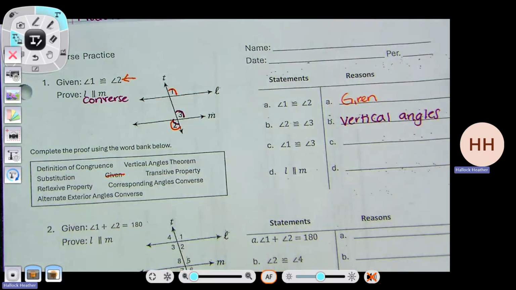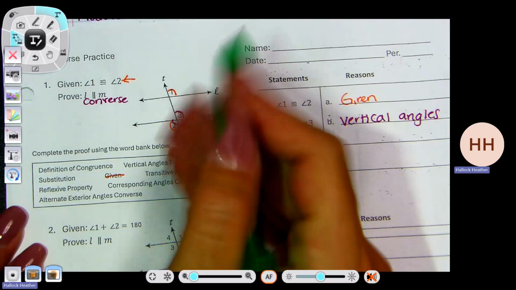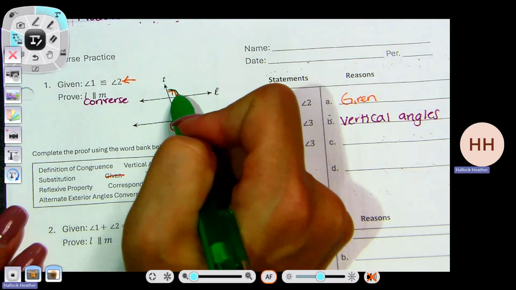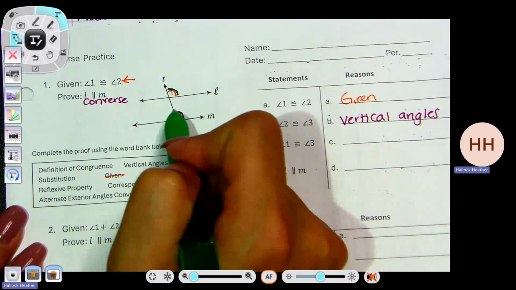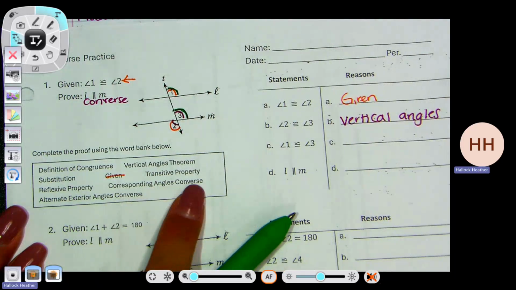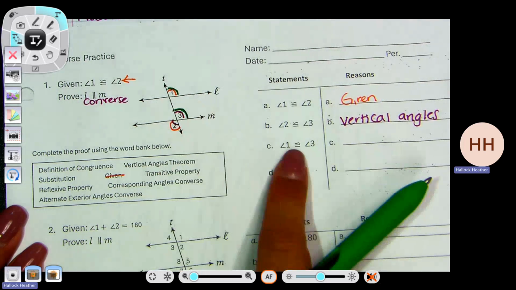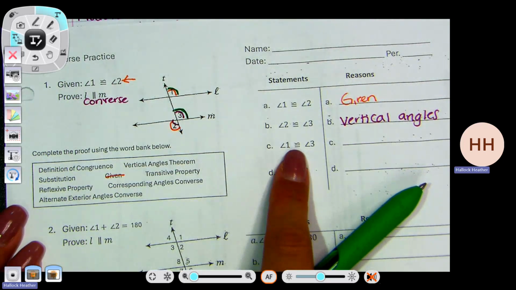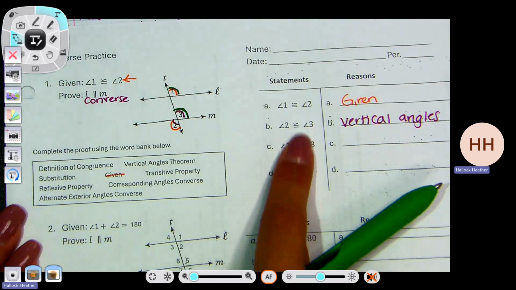The next one, I'm going to use it. 1 and 3. 1 and 3 are corresponding. Is that an option? No, it's not. Corresponding angles converse is used to prove lines parallel. Corresponding angles are congruent, but that's not an option to use, because it doesn't change from an equal sign to a congruency symbol.